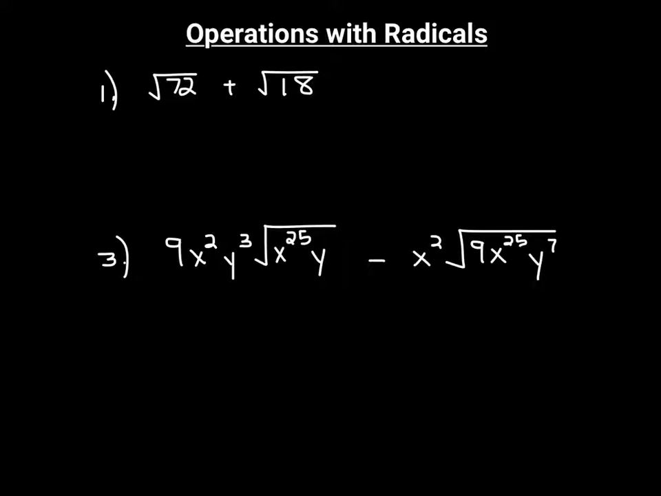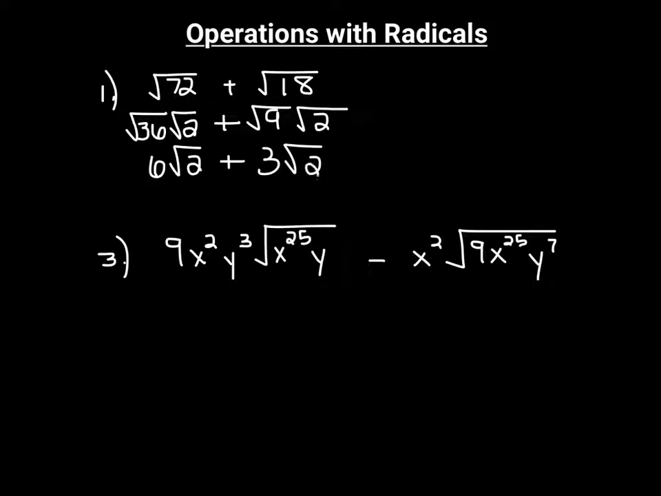So since 72 is not a perfect square, I'm going to break that up into radical 36 and radical 2. And then the square root of 36 is just 6, so I'll rewrite that as 6 radical 2. Now 18 is also not a perfect square, so I'm going to break that up into 2 separate radicals. The biggest perfect square that divides evenly into 18 would be 9, so I'll break that up into radical 9 and radical 2. So we can rewrite that as 3 radical 2. Again, the first thing we did was simplify our radicals.